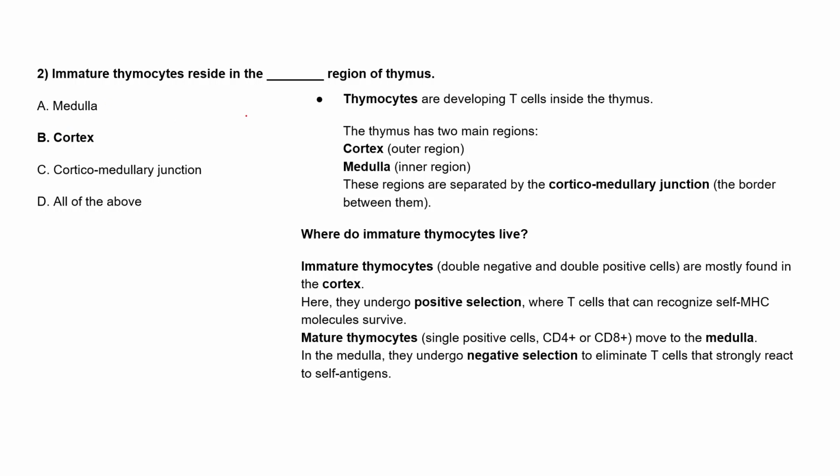That is cortex. So what are thymocytes? And immature, as the name suggests, means not mature, not fully developed. So these thymocytes are the developing T cells, which are not fully developed T cells, and they are present inside the thymus. Now we know that development happens in the thymus only in case of T cells. But the thymus also has different regions.